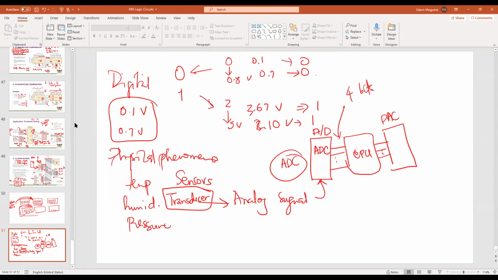And so we have a DAC, a digital to analog converter, and usually this information now goes into a piece of equipment that we call an actuator. The actuator is that thing that changes the physical phenomena. In the example we just had of the furnace, your furnace would now be the actuator. If you have low temperature, you turn on the furnace and it will increase. If you have very high temperature, you switch off the furnace so that the temperature can drop down.